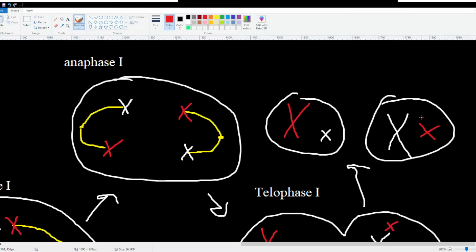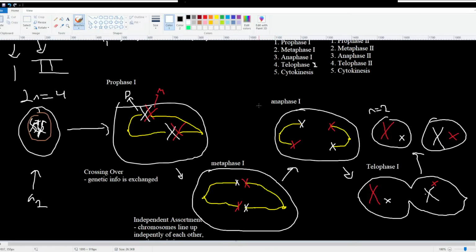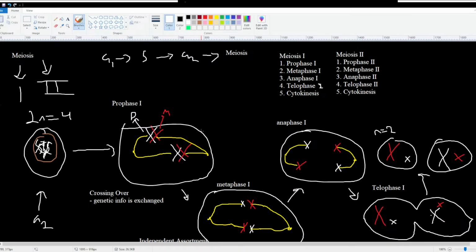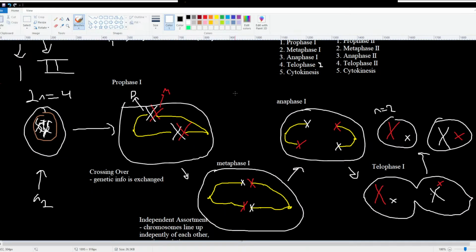The cell splits apart to make, so this is cytokinesis, right? To make two cells, both of n equals 2. So what's the difference between n equals 2 and 2n equals 4? Well, the number is just denoting the amount of chromosomes. So now these gametes are what's known as haploid. And these ones are going to be diploid.